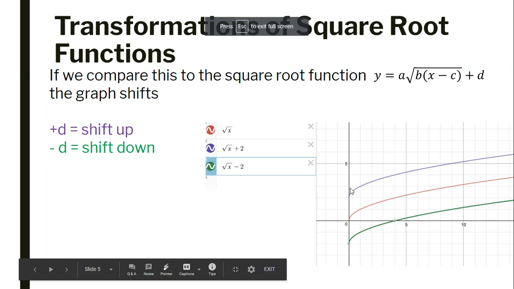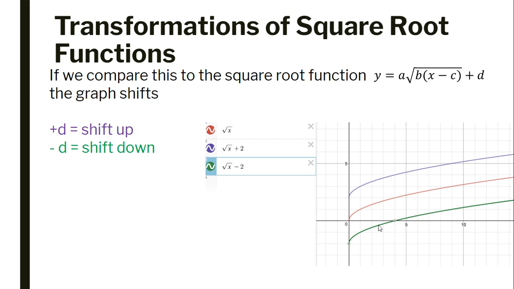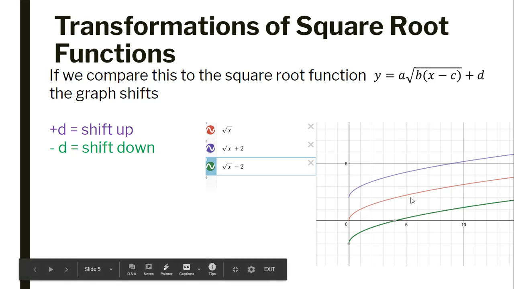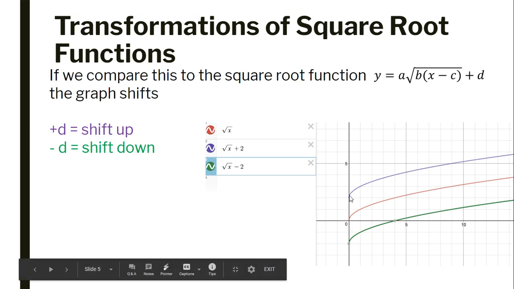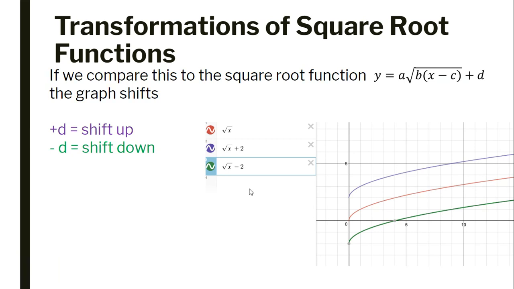Now, shifts up and down are really easy. I'm not going to go to Desmos. I just printed a graph here. The red one, that's the parent function. If we shift up 2, then the 0, 0 point goes up 2. And if we go down 2, the 0, 0 point goes down 2. So hopefully you'll be able to analyze that pretty quickly.